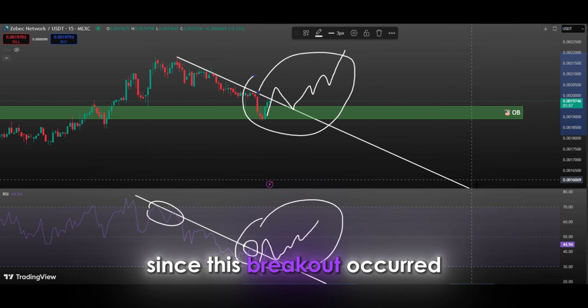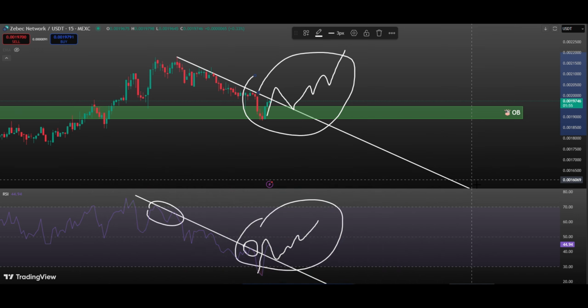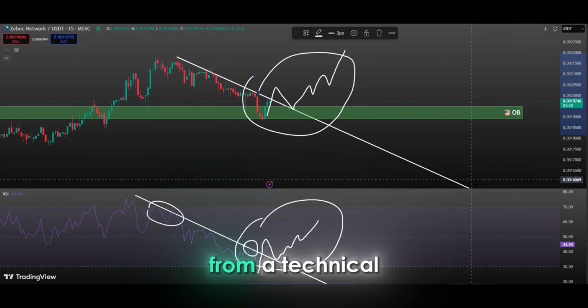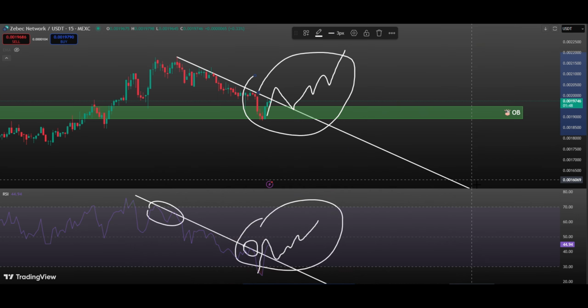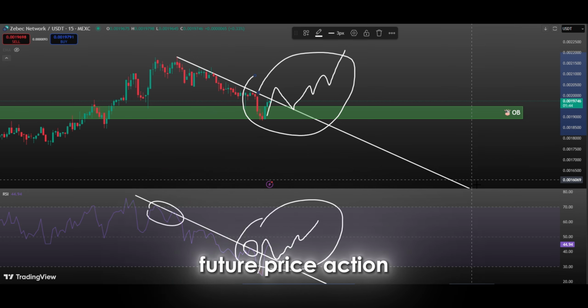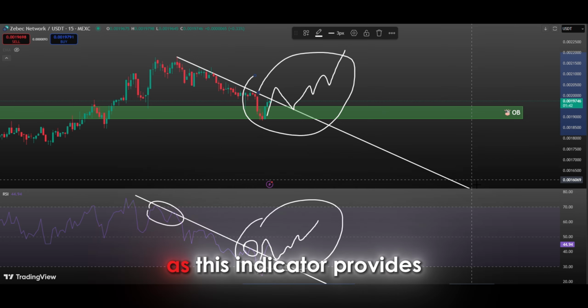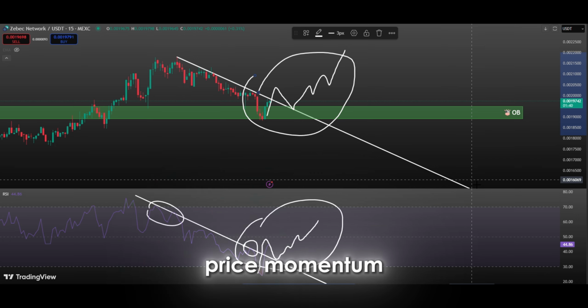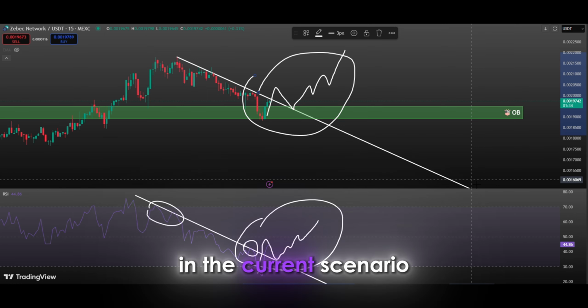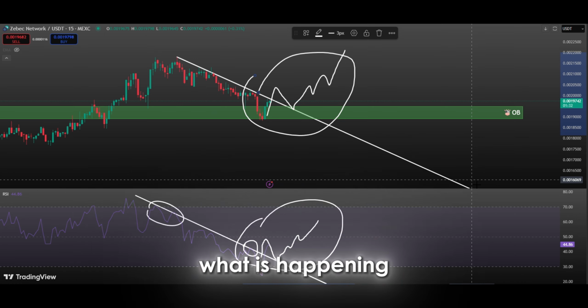Moreover, since this breakout occurred even before the price movement, the RSI has provided an early signal of a potential upward move from a technical analysis standpoint. Typically, trend breakouts in the RSI offer clues about future price action. As this indicator provides key insights into price momentum, bullish breakouts in the RSI often precede similar upward breakouts in price. In the current scenario, this is exactly what is happening.